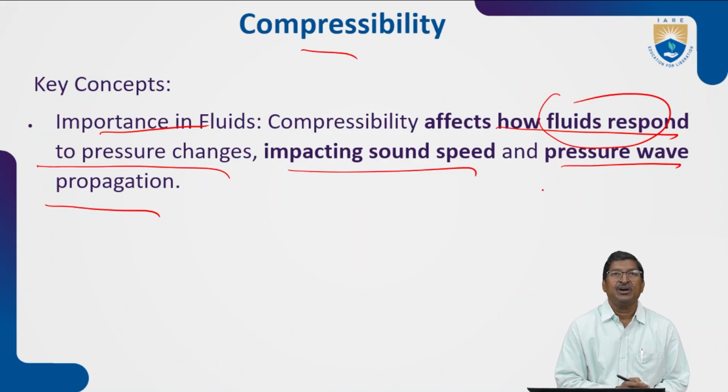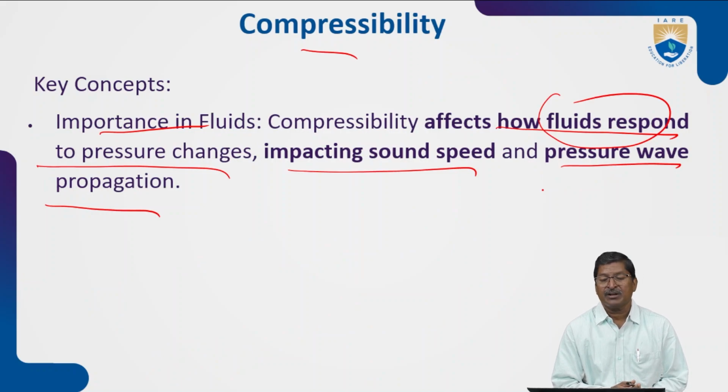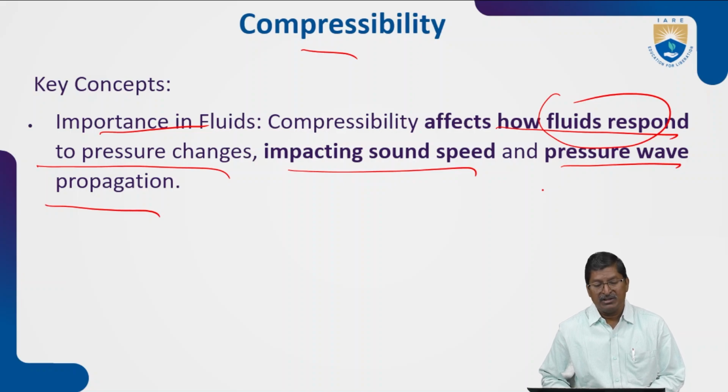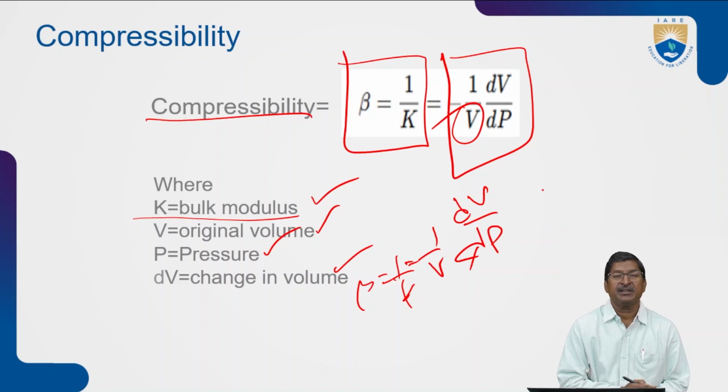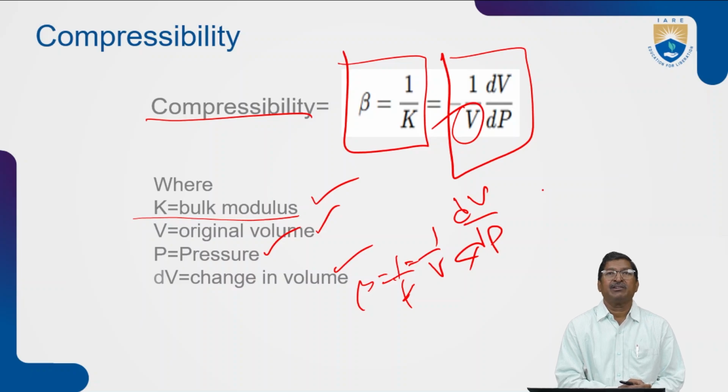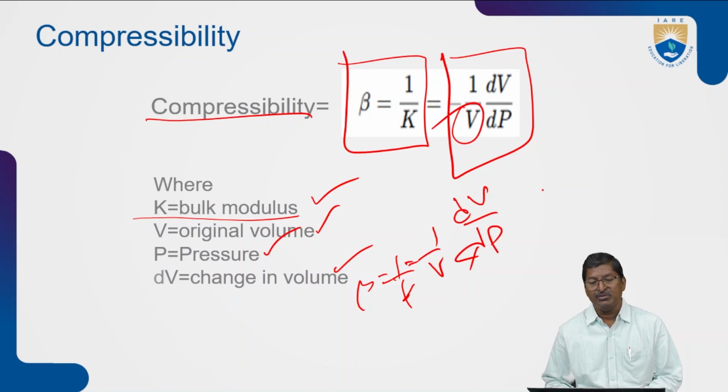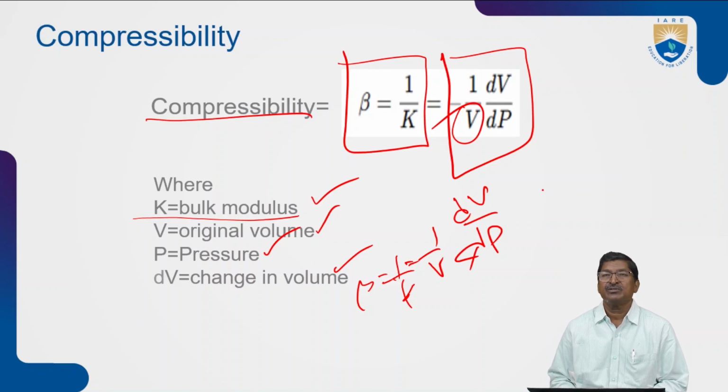So key concepts: how a fluid's compressibility affects the sound. Okay, how fluids respond to pressure changes, or the impact on sound speed and pressure wave propagation, all this depends upon the compressibility of the particular fluid. So the formula is there: beta, which is compressibility, is inversely proportional to bulk modulus. That is, beta is equal to 1 by K. Here K is the bulk modulus, and the formula is beta equals minus 1 by V, dV by dP. So that means change in volume, change in pressure, and V is the original volume. That is the compressibility formula.